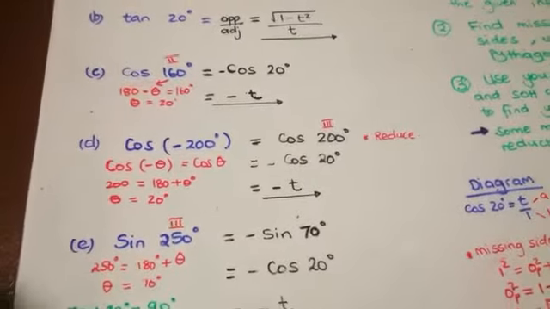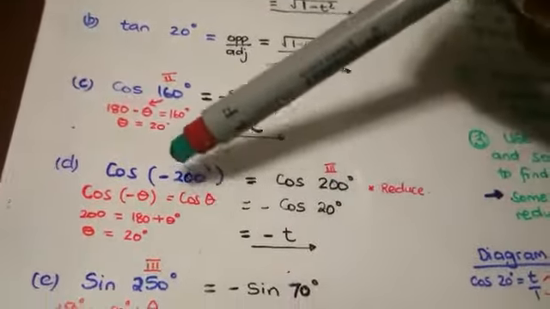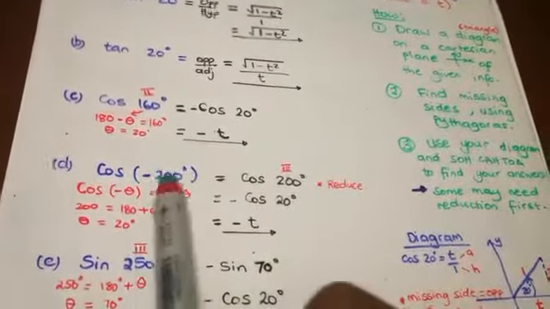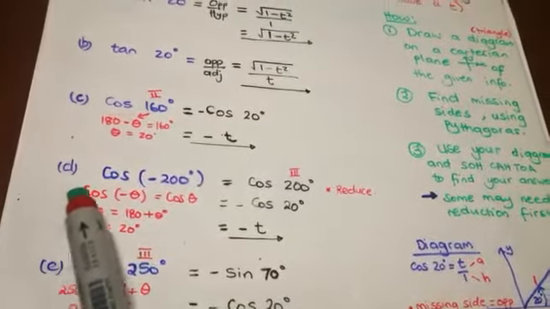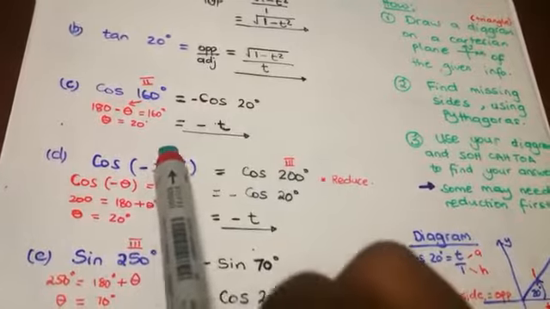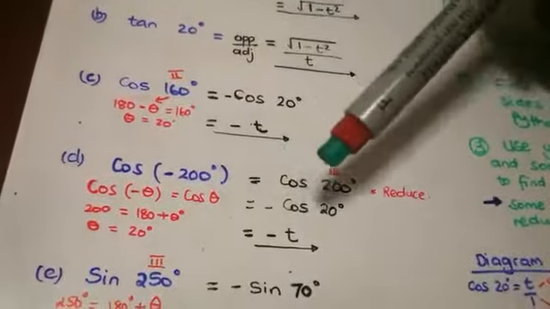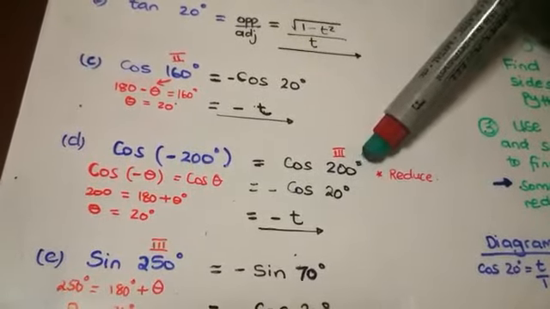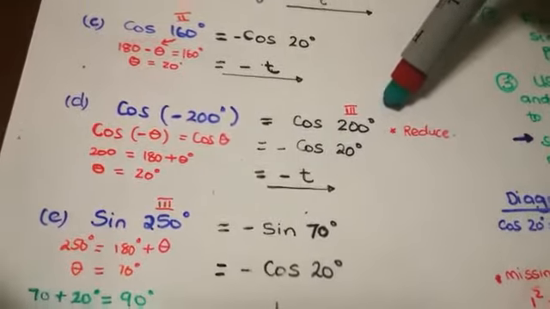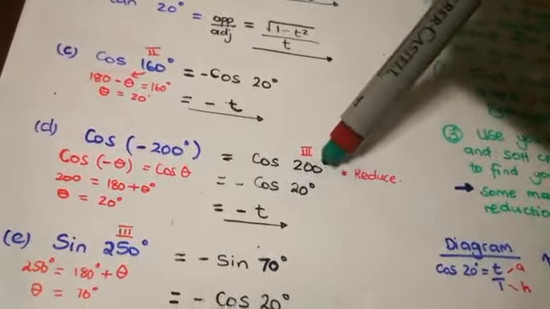Okay, D is cos negative 200. Again, before we can use the diagram, we have to fix this first. Remember we said cos negative theta is equal to cos theta. We just drop the negative sign. So the first mark that you will get is for fixing that negative. So cos 200 will give you a mark. Then you can see 200 is not an acute angle, so that means we have to reduce.